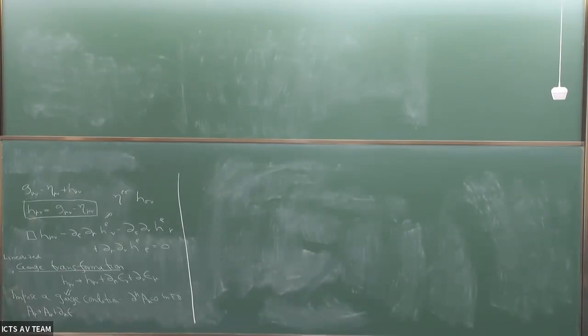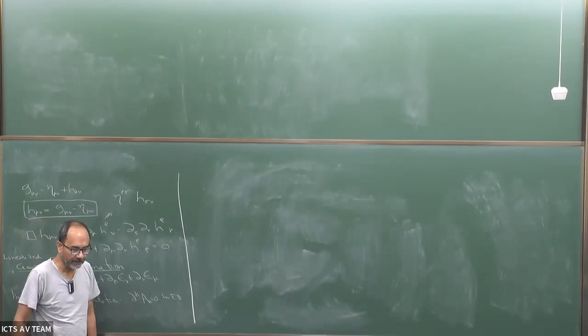Okay. Of course, there are many choices, right? Like in electrodynamics, this is just one choice. This is Lorentz gauge, right? You could have used Coulomb gauge, for example. But it's always one function of conditions that you impose.